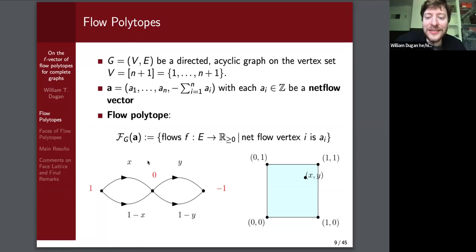I just have to say I'm loving these questions. These are all fantastic questions, and usually when I give a talk, I don't get questions. So this is amazing. Yeah, so the answer is it will influence the structure of your polytope.